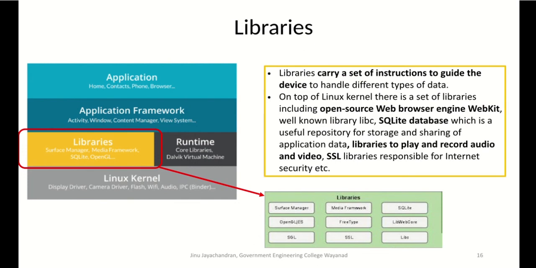On top of the Linux kernel, there is a set of libraries including the open source web browser engine WebKit, libc, the SQLite database, useful for repository storage and sharing of application data, libraries to play and record audio and video, and SSL libraries responsible for internet security. So SSL libraries are for internet security, the SQLite database is for database handling, and there are other libraries for storing data, etc. in the library section. Libraries also play an important part in giving the user what he or she wants.